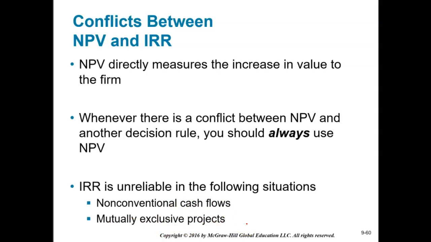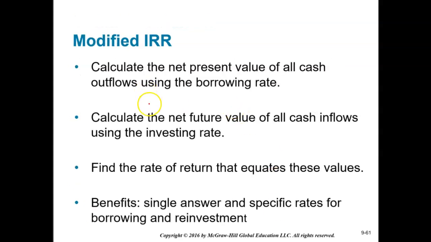In order to rectify the problems in IRR, we can use a modified IRR. There is also a function in Excel which you can use for modified IRR. So what is modified IRR? You calculate the net present value of all cash outflows using the borrowing rate. Then you calculate the net future value of all cash inflows using the investing rate. Then find the rate of return that equates these values. The benefit is that you will have a single answer and specific rates for borrowing and reinvestment.